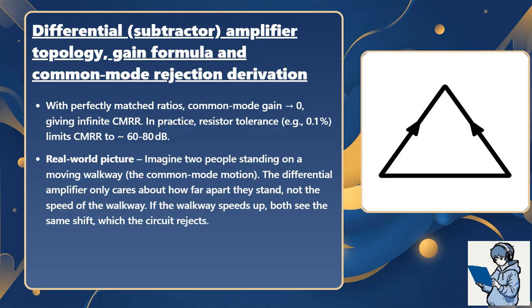Imagine two people standing on a moving walkway, the common mode motion. The differential amplifier only cares about how far apart they stand, not the speed of the walkway. If the walkway speeds up, both see the same shift, which the circuit rejects.